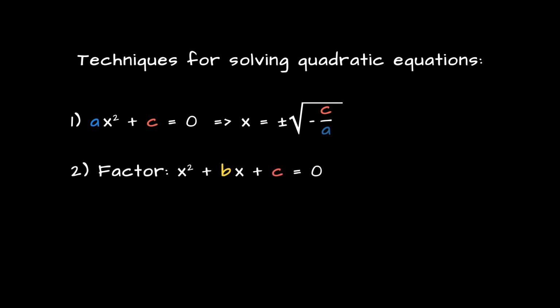On the other hand, we learned about the technique of factoring. So if you have a quadratic equation that factors nicely, for instance, that factors as a product x minus alpha times x minus beta, then all you need to do is set each factor equal to 0 and solve for x. So the solutions here would be x equals alpha and x equals beta.